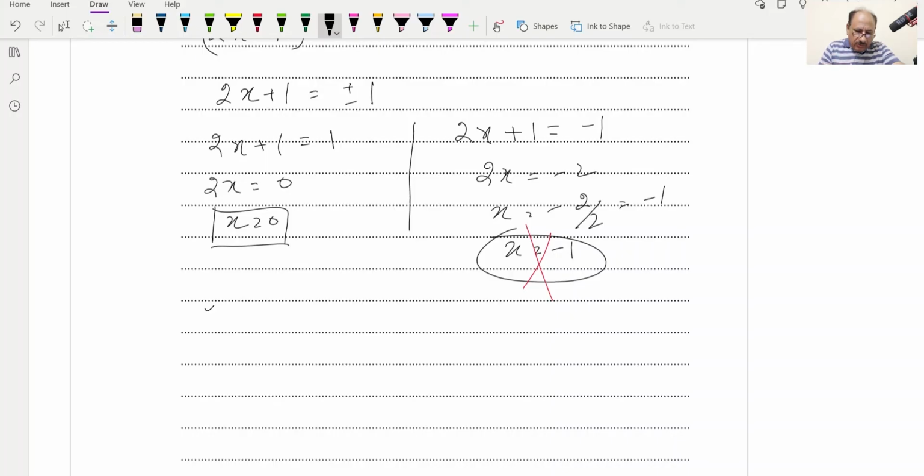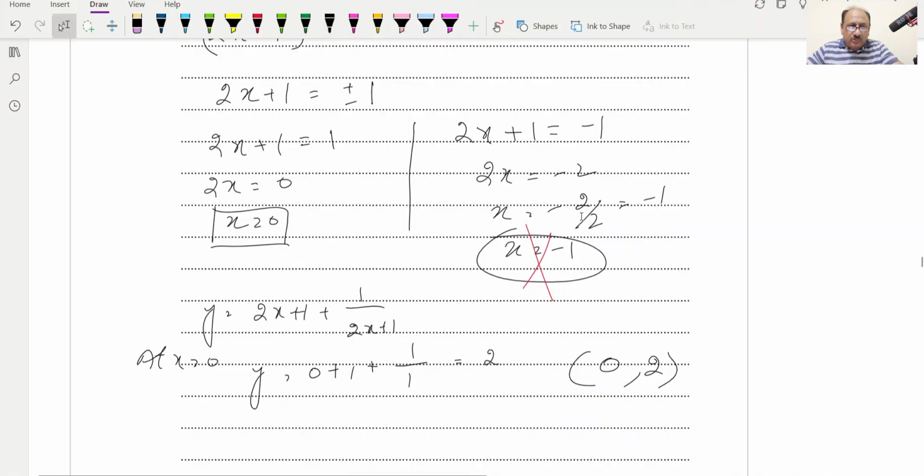Y is what? Y is equal to 2x plus 1 plus 1 over 2x plus 1. So at x is equal to 0, y will be equal to 0 plus 1 plus 1 over 1, so this will be 2. So point will be 0 and 2, so stationary point we got 0 and 2.